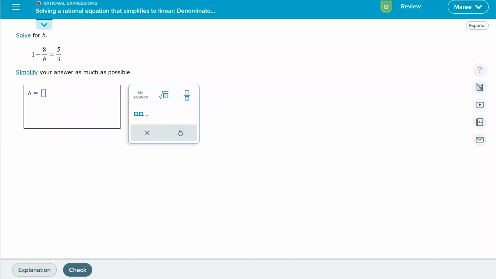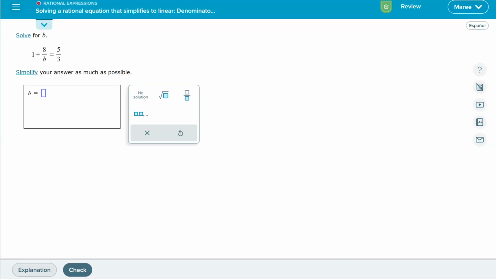This lesson is solving a rational equation that simplifies to linear denominators a, x, or ax. So this is called a rational equation because there are ratios within the equation. Ratios are fractions. And then when we simplify it, when we're solving for b, it will be a linear. So we'll have like a ax plus b type of a solution. And they're giving us denominators.